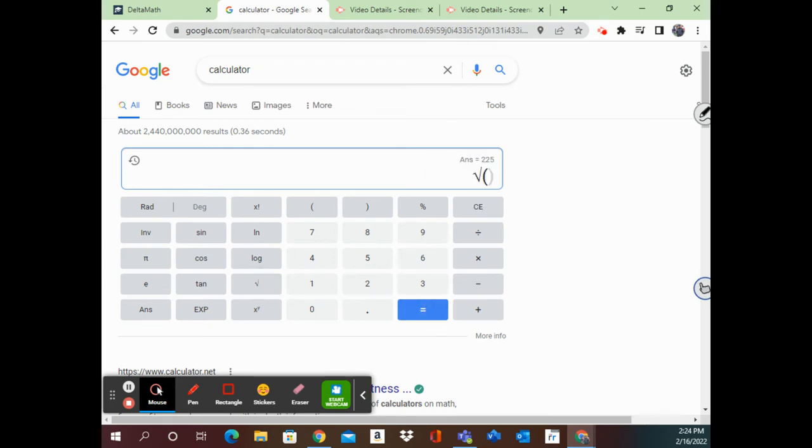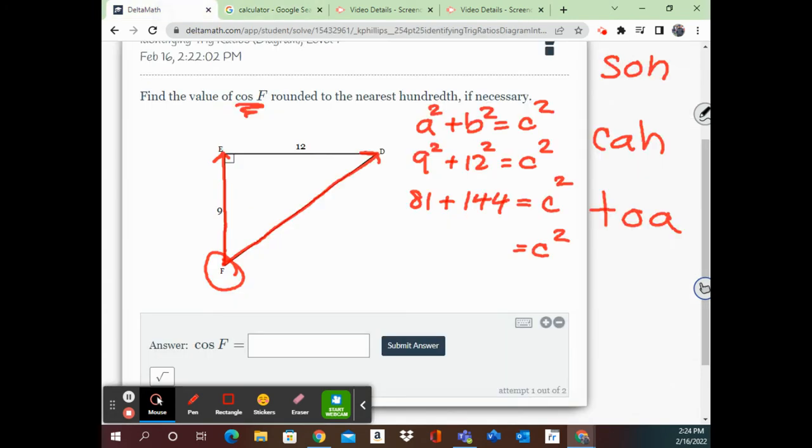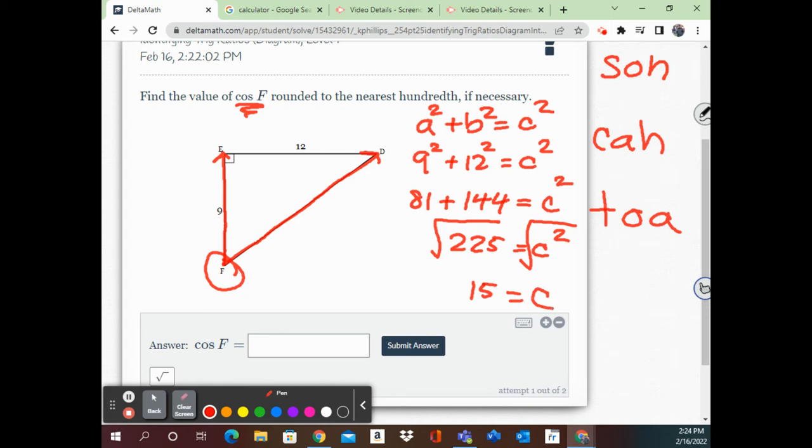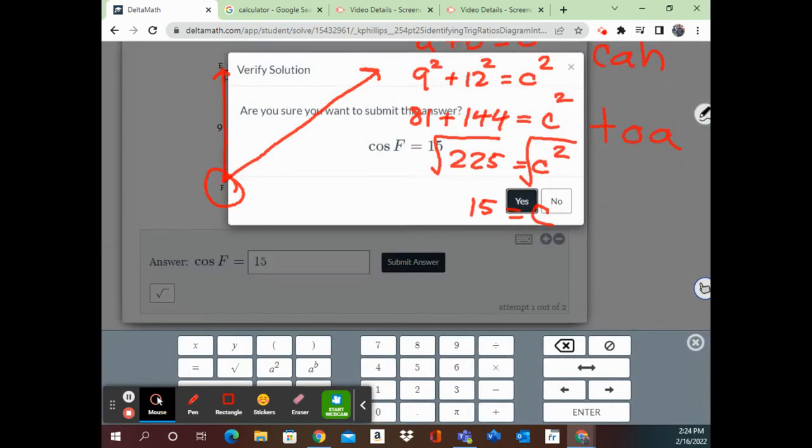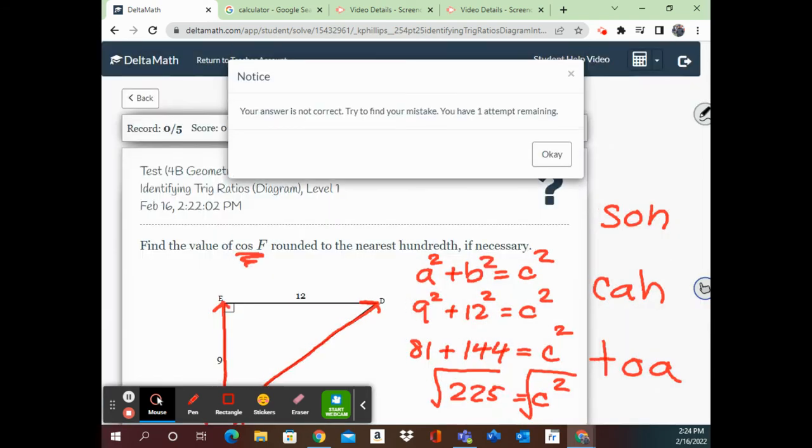Take the square root of 225. It's going to give me 15. So I come back here. I keep working it out. I know this is 225. I know I got to take the square root of both sides. So I know that 15 is equal to c. And the reason why I say keep working it out is because you want to get in the habit of finishing the problem even though you have a calculator. So we do know that the cosine of F is 15.